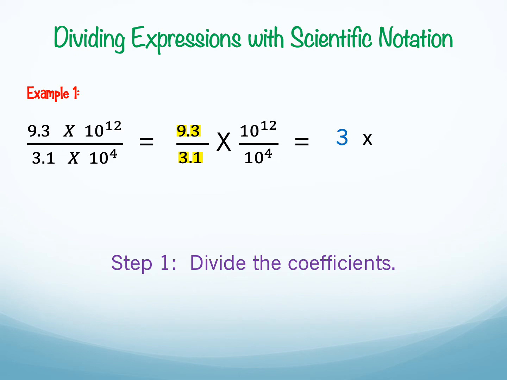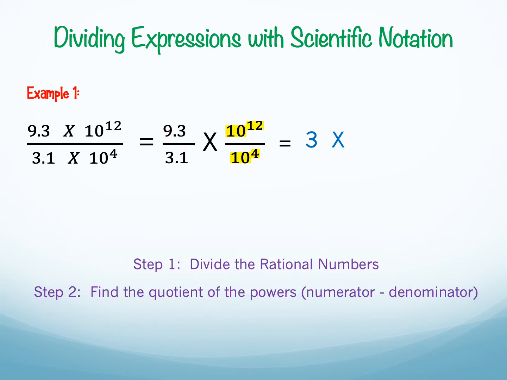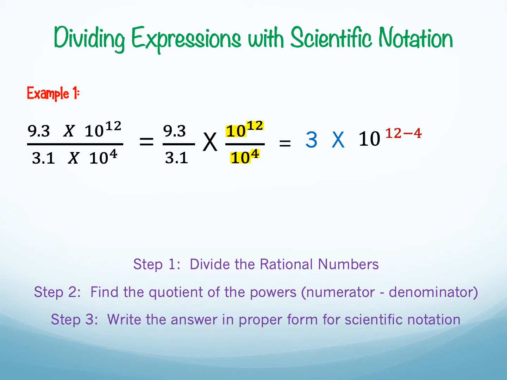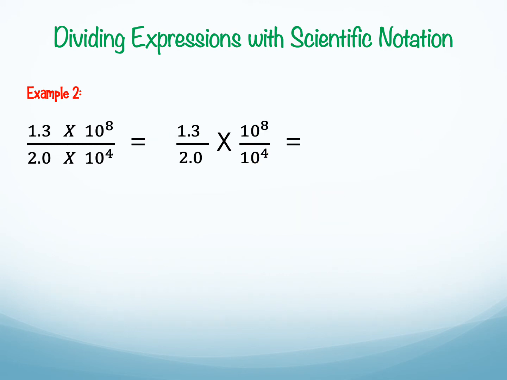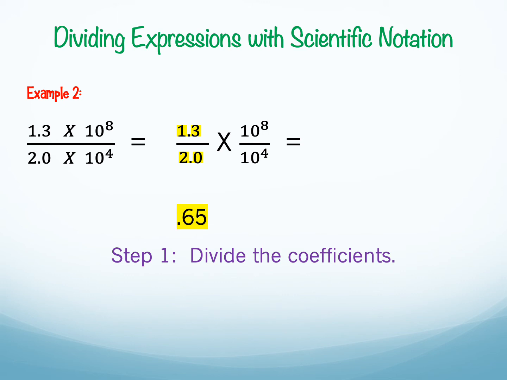And next we're going to divide the base 10 numbers. We see that we find the quotient of powers. We take the numerator exponent minus the denominator exponent, and we write the answer in proper form, 3 times 10 to the 8th power. In example 2, we will use the same steps. We start by dividing the coefficients. We get 0.65, 1.3 divided by 2.